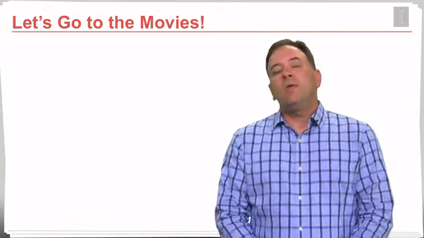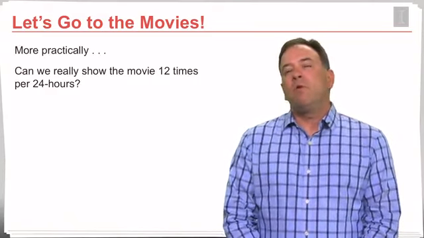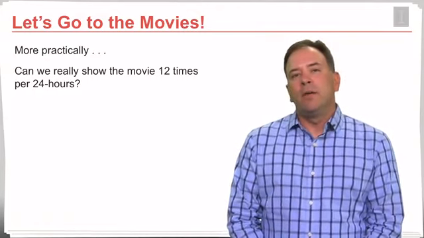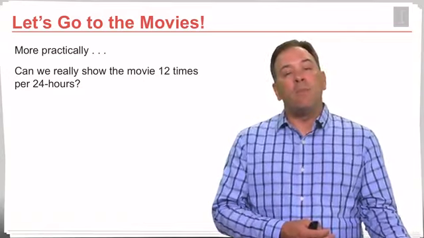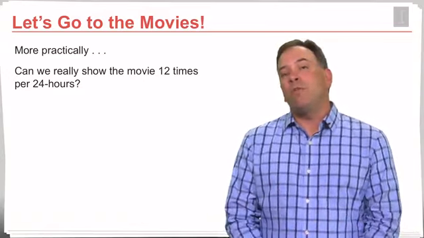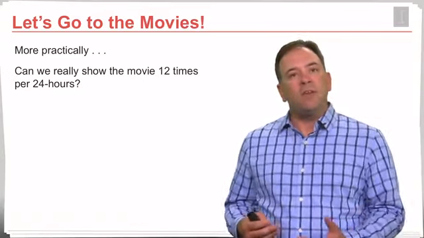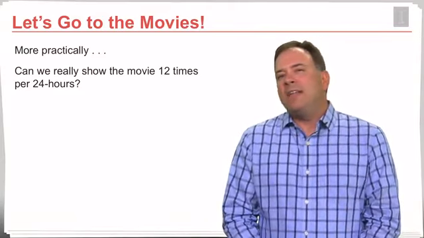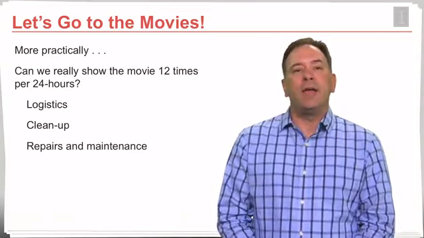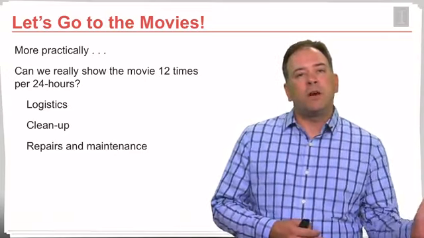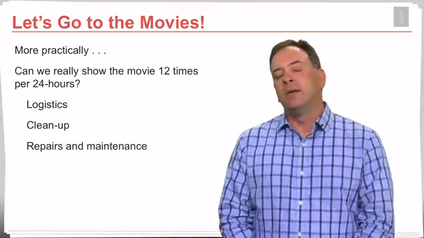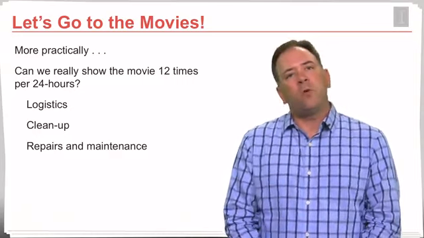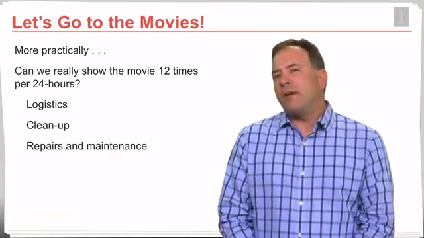However, thinking more practically, can we really show the movie 12 times per the 24-hour time period? If we were to start a movie at 12 a.m., the people who finish that movie about 2 a.m. would have to leave the theater, and the next showing would have to have people come in. So we have these natural logistics that might preclude us from having movies start at 12, 2, 4, and 6. We might have to instead start the movie at 2:15 or 2:30, and so on throughout the day. We also have cleanup.